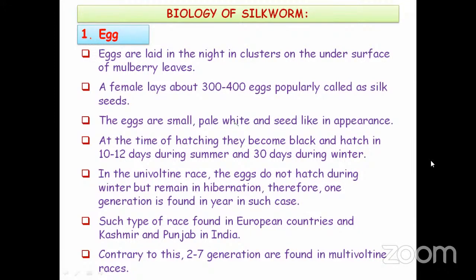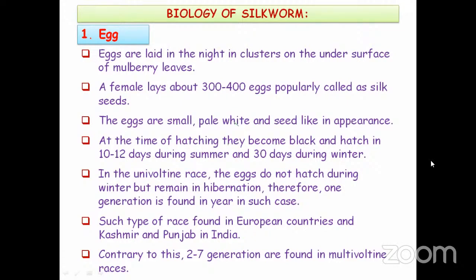One female can lay 300 to 400 eggs, and such eggs are called silk seeds. The eggs are small and pale white in color. At the time of hatching, they become black. The incubation period required for hatching is 10 to 12 days during summer, and it is longer during winter, up to 30 days.